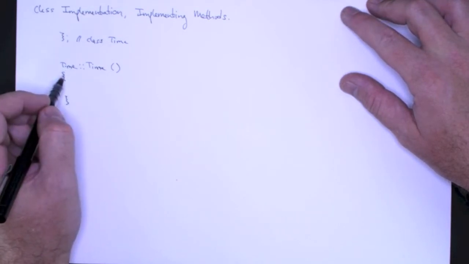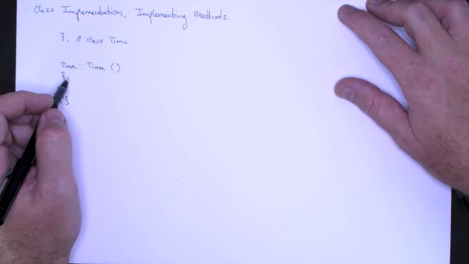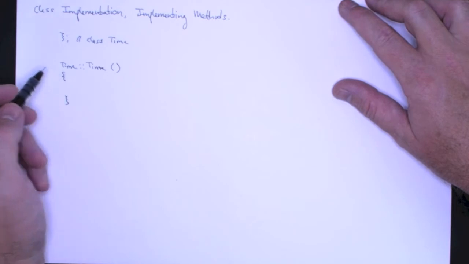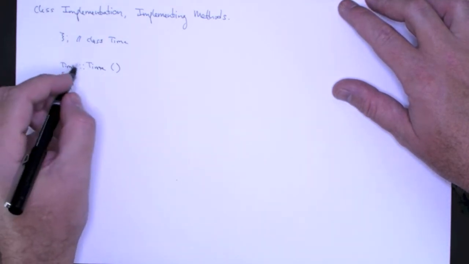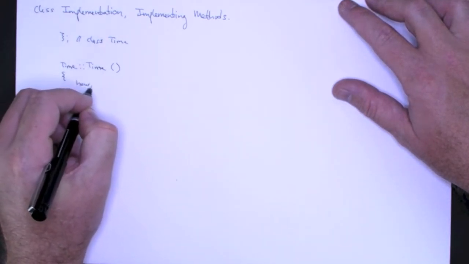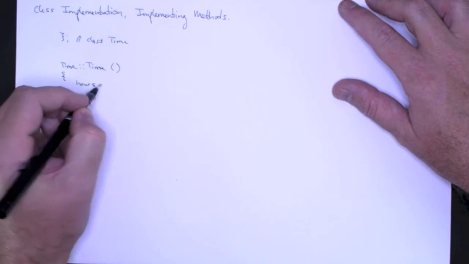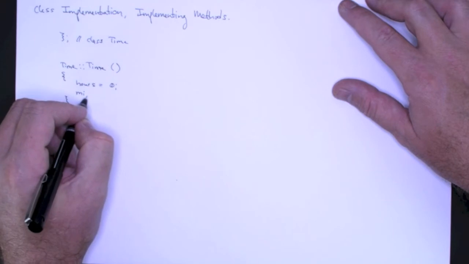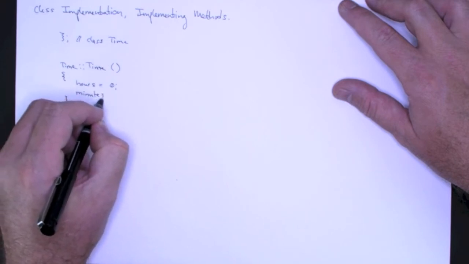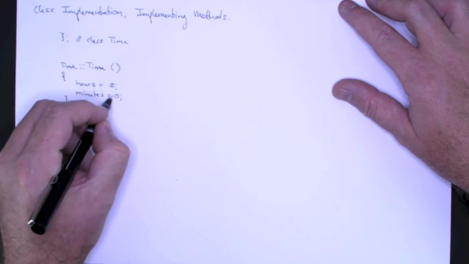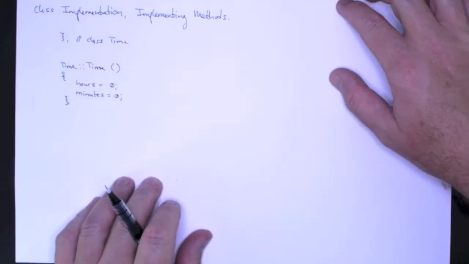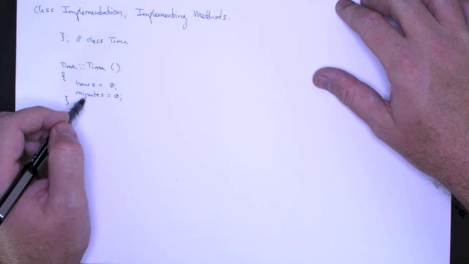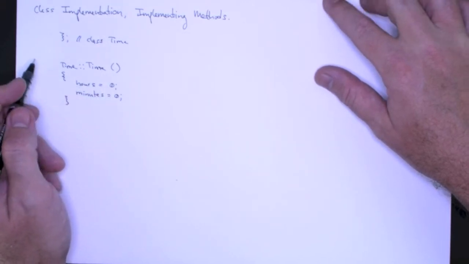This particular default constructor is just going to set my two private data members, hours and minutes, to 0. And again, this is just a very quick way to do this. We'll think about some other issues as we go along. And so all this is going to do is initialize my private data members to 0.